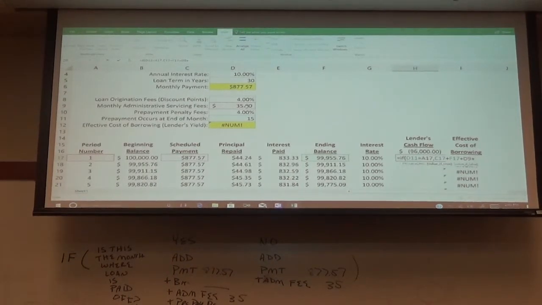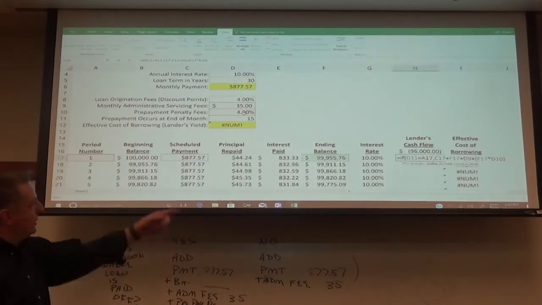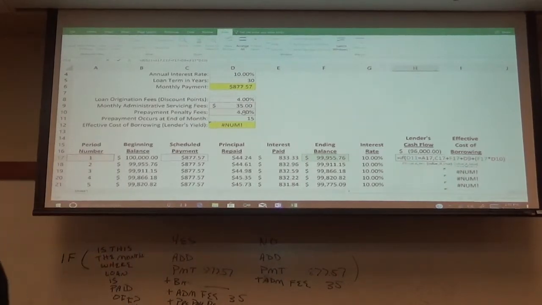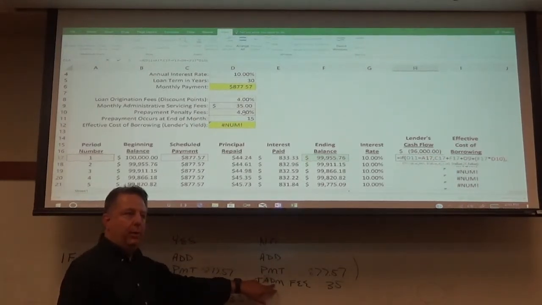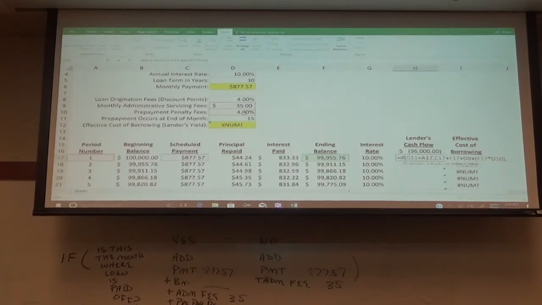We probably, just to be safe, we'll put it in parentheses. So F17 times the prepayment penalty fee, close parentheses. Okay, so that is now the value if true. Okay, somebody follow that? Okay, so all we did was just add all that together. Now, comma. What do we do if it's false or if it's no? Then it's just the payment and just the administrative fee. So, very simple. We go over, we get the payment, we add to that the administrative fee, close the parentheses, and hit equal. And there we are. Okay?